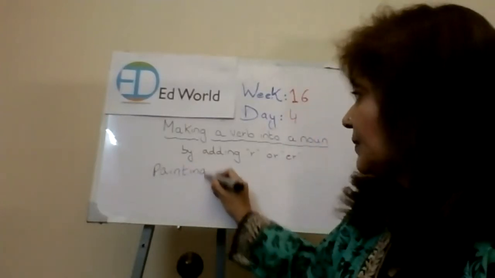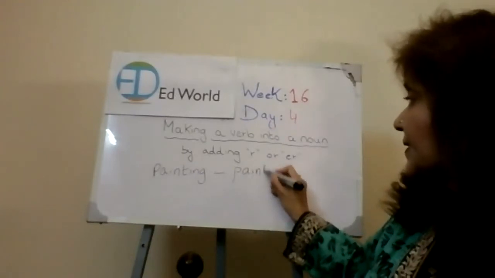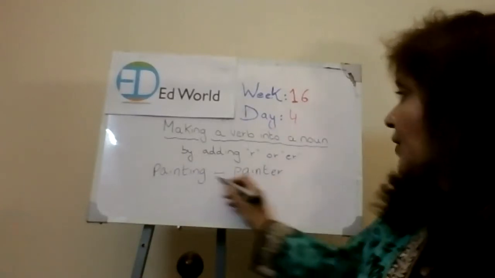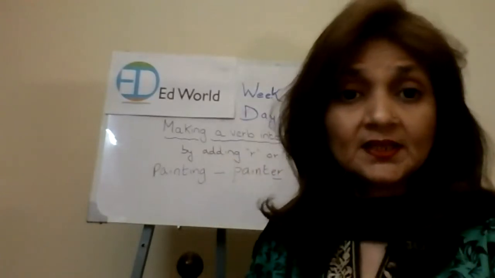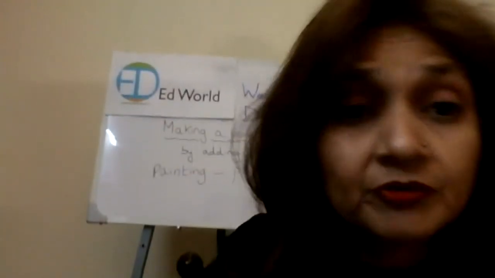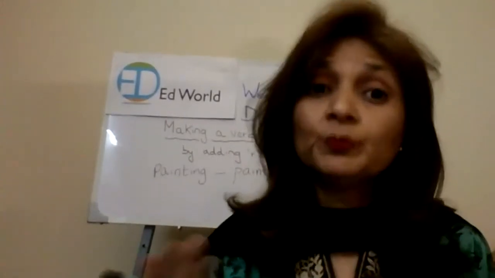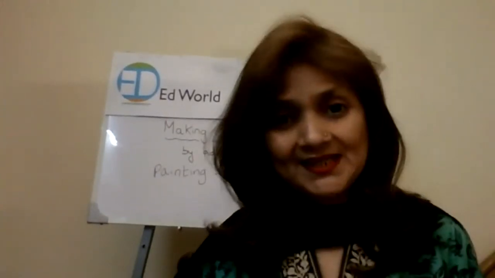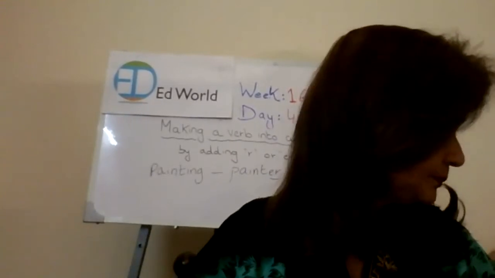Painter is a noun. Now, see, painting is a verb. And painter. What have you added here? You have added er to make it a noun. Painter is a noun because it's a name of a particular person. The person who paints, you call him a painter. You understand? Have you understood like that? Great job.